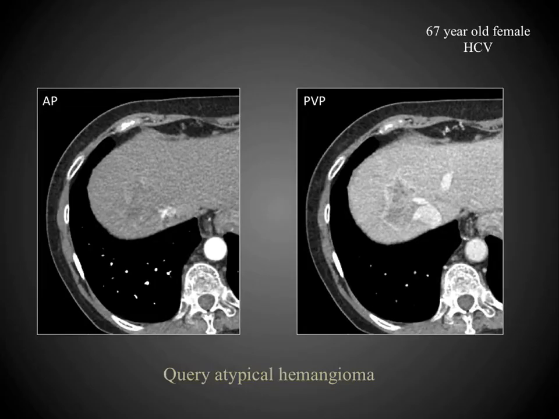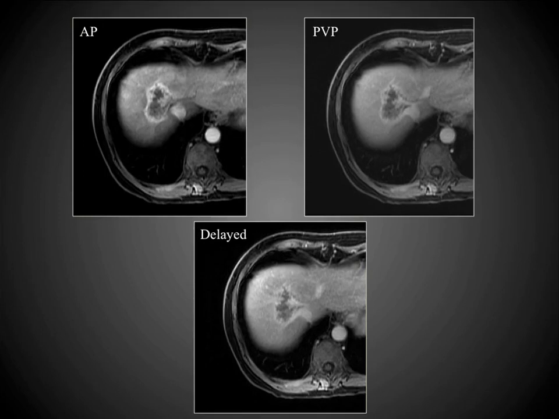An important consideration in this patient population is the differentiation of intrahepatic cholangiocarcinoma and HCC. In this 67-year-old patient with hepatitis C, the first examination of a nodule shows progressive peripheral enhancement on CT. On MR, the mass demonstrates rim enhancement in the arterial phase with subtle progressive central enhancement in the portal venous and delayed phases. Although well described on both modalities, the diagnosis was indeterminate.